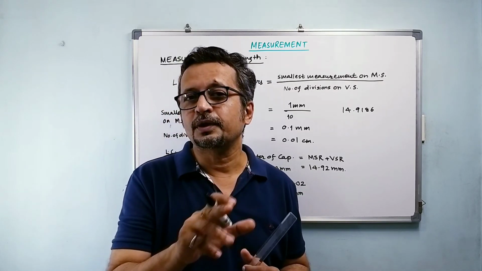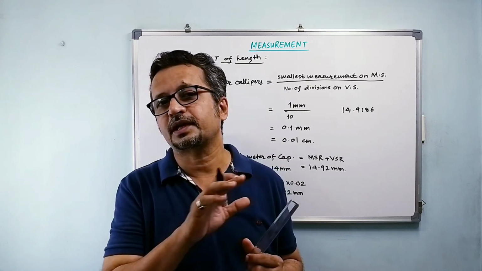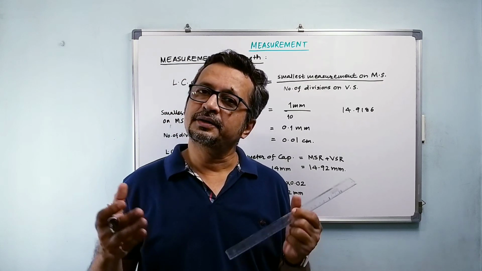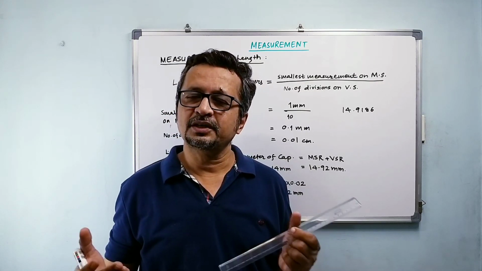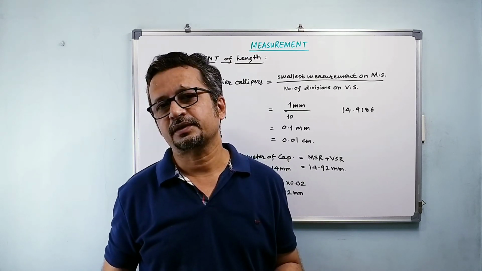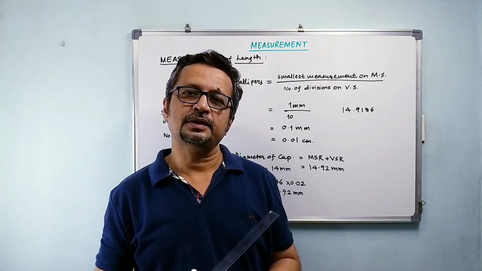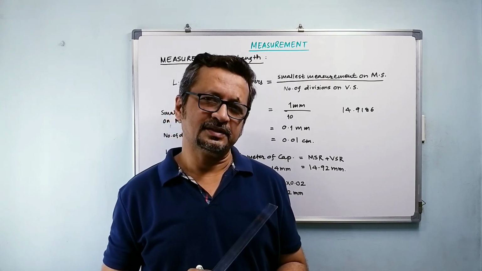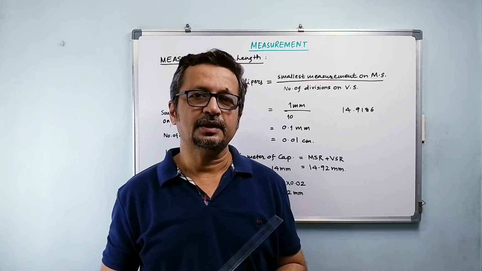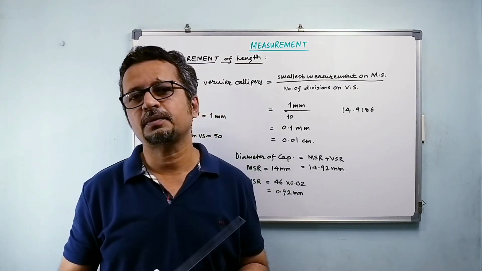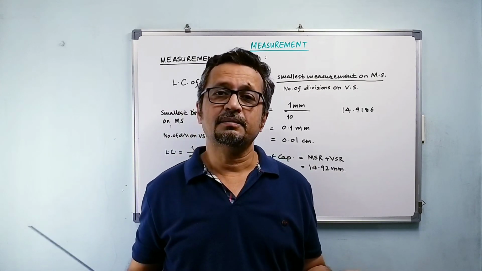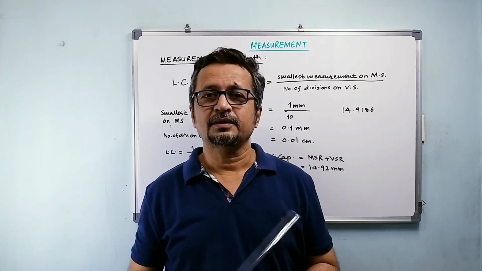The true value I can never know. No one can ever know. The reason is it depends on the least count of the measuring instrument, and there is no instrument which can be perfect. So that is how we measure distances or dimensions in laboratories. That was about measuring length. In the next video we are going to talk about measuring mass, measuring time, measuring maybe electric current. Thank you so much.